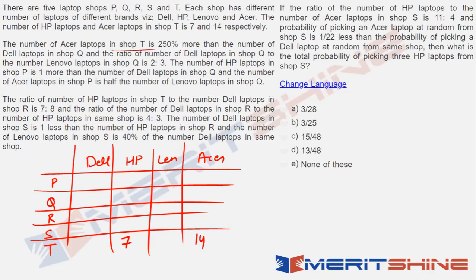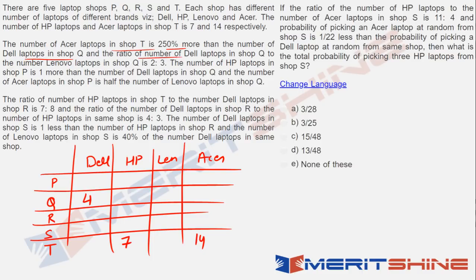The number of Acer laptops in shop T is 250% more than the number of Dell laptops in shop Q. The comparison is given between Dell laptops in shop Q and Acer laptops in shop T. So Acer laptops in shop T is 14, it's 250% more. If 250% more, then what is the number that we are talking about? That's 4. 14 is 250% more than 4, you know it. 250% more means 3.5 times basically. So you divide 14 by 3.5, you can arrive at this number here. This is 4 units of Q for Dell, you know this.